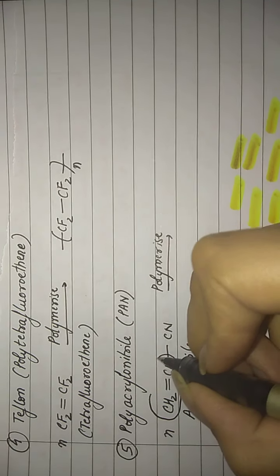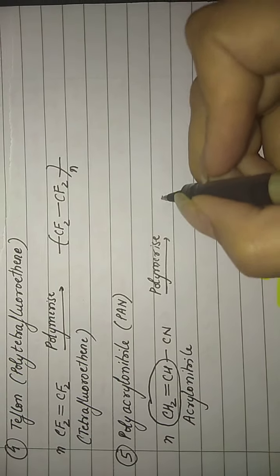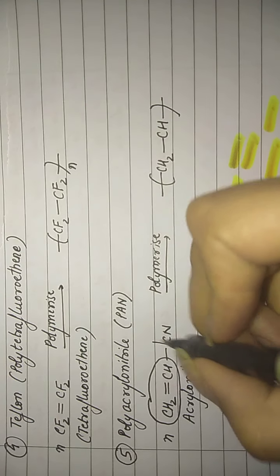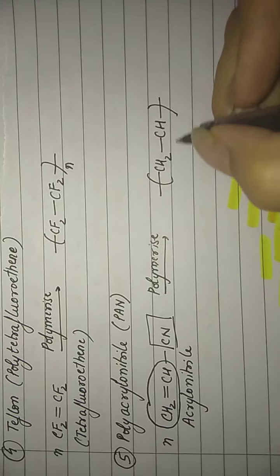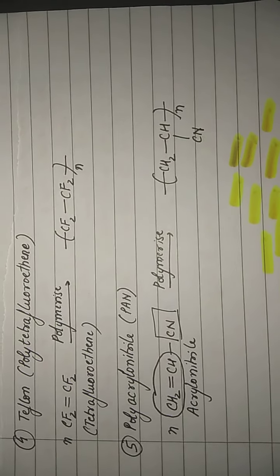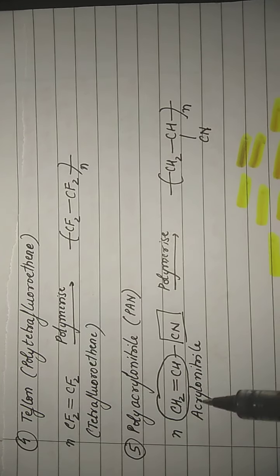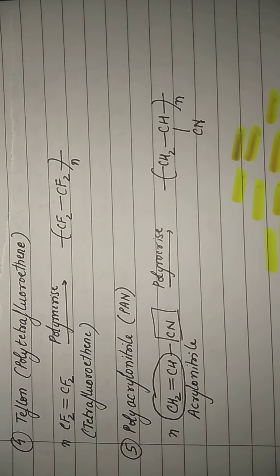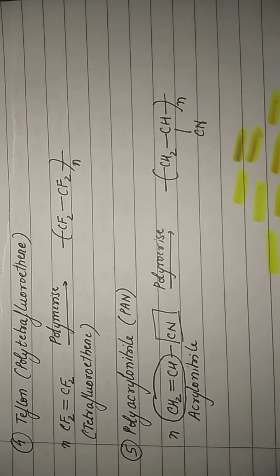Polyacrylonitrile. This is your acrylonitrile. Again, I'm going to carry out my polymerization around the double bond, CH2, CH, and I had this substituent on this carbon, CN, and N number of times. This is how you're going to carry out polymerization. This side are the monomers and this side are the polymers. If you're asked to show polymerization, then you will write the whole equation.